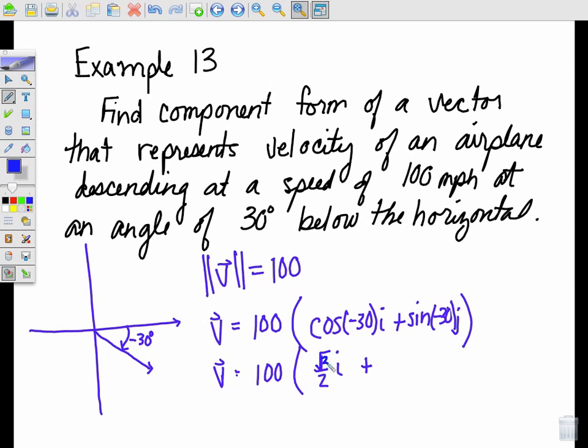our cosine is not 1/2, it's square root of 3 over 2. And then sine, since we're in quadrant 4, is negative 1/2 j. All right, let's go ahead and put the right form in place.